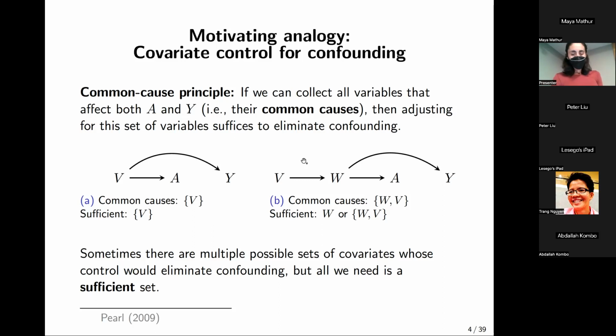Okay, so the point is just that sometimes there are multiple possible sets of covariates that would suffice to eliminate confounding if controlled. But all we're talking about today is a sufficient set. So we might have extra variables in there, but we're not going to worry about that.